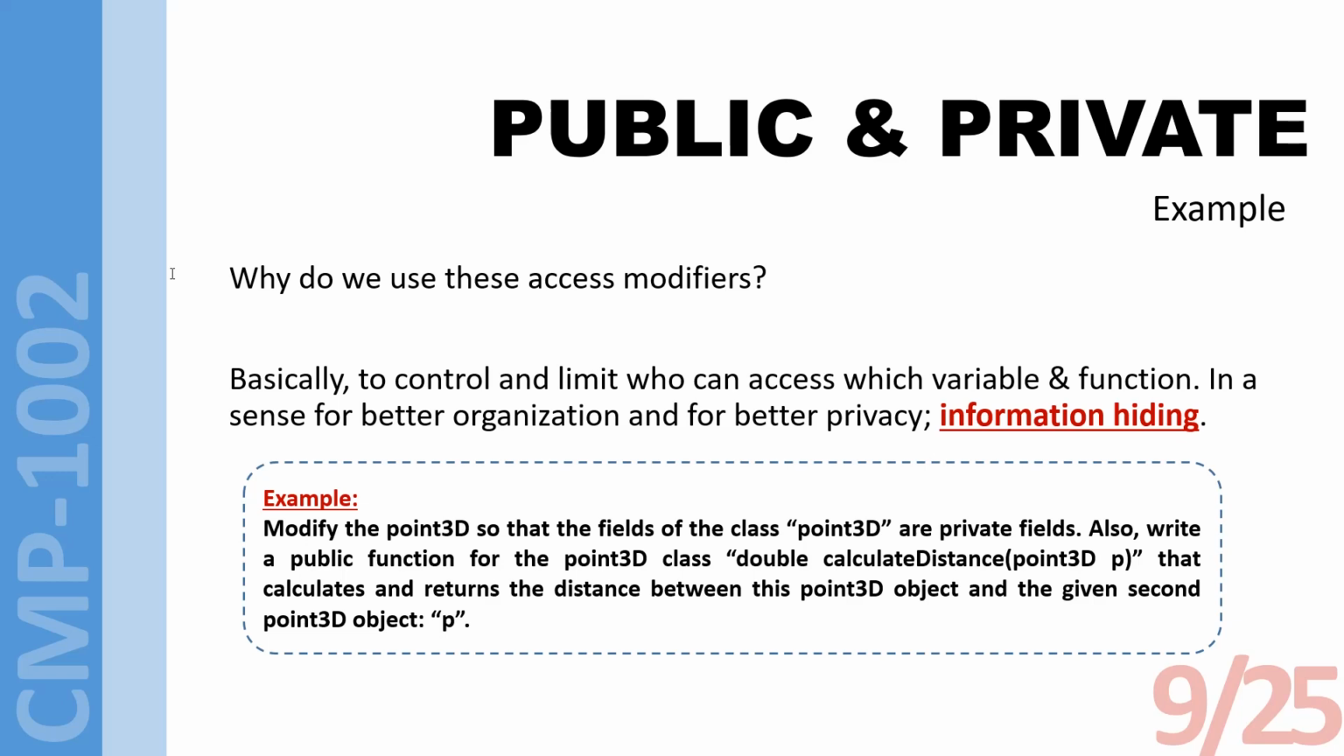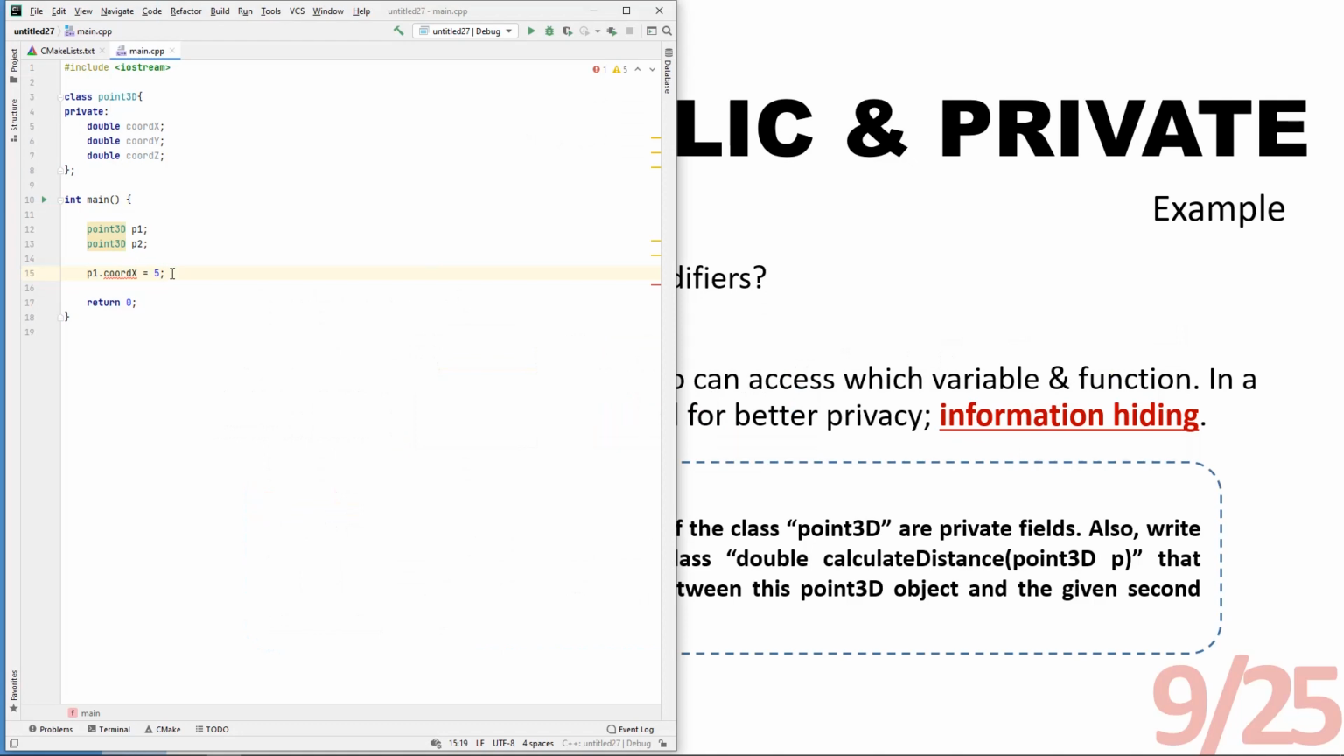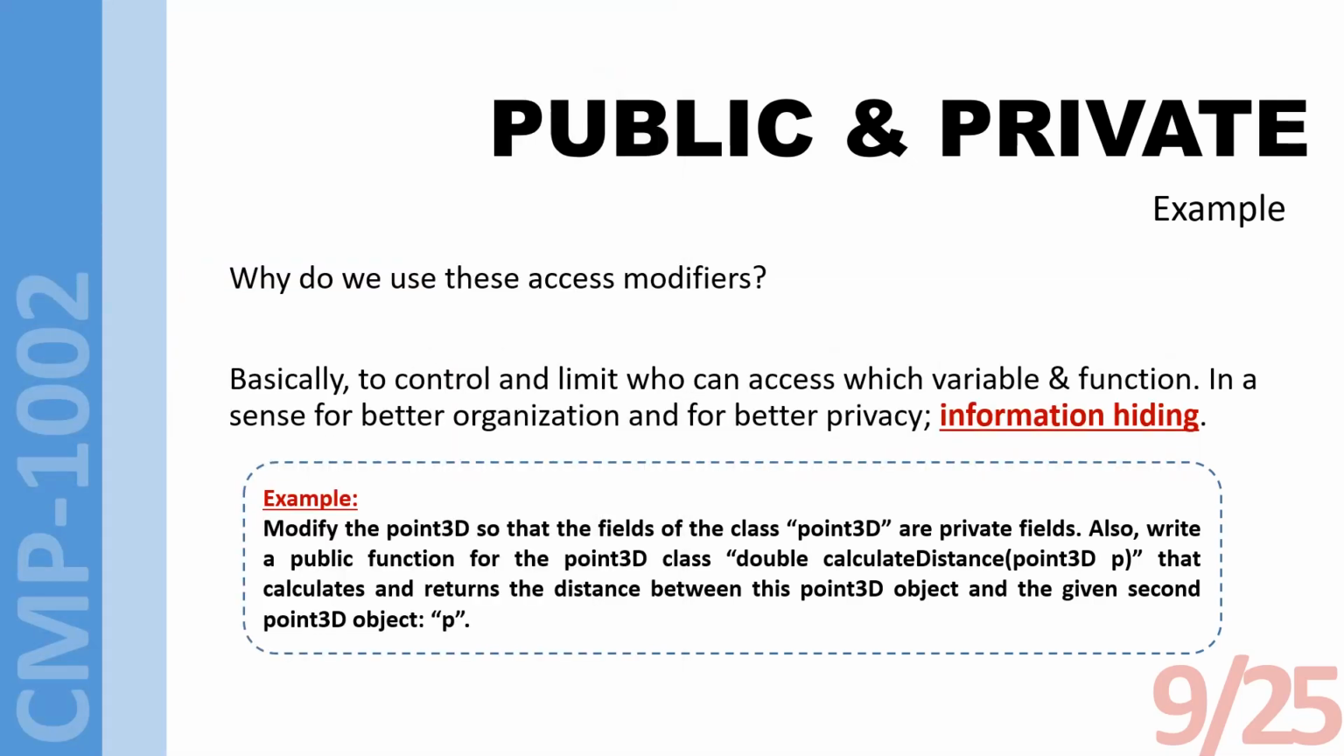So let's go over this example. Modify the Point3D so that the fields of the class Point3D are private fields. Okay, I guess we already did that. Also, write a public function for the Point3D class, double calculateDistance(Point3D p). The name of the function is calculateDistance, it returns a double value, and it has a single parameter called p whose type is Point3D. This function is going to calculate and return the distance between this Point3D object and the given second Point3D object named p. So it's a bit of a geometrical calculation.